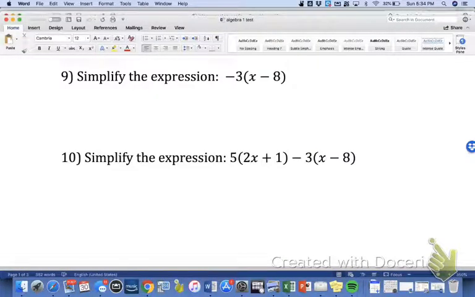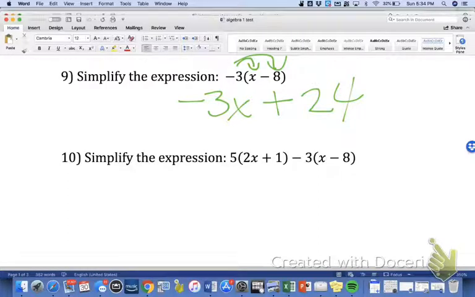For number 9, I've got distributive property that I need to do. So I'm going to do negative 3 times x, which is negative 3x. And then negative 3 times negative 8, a negative times a negative, that is a positive 24. And I can't combine x or 24, so that is as simple as it's going to get.